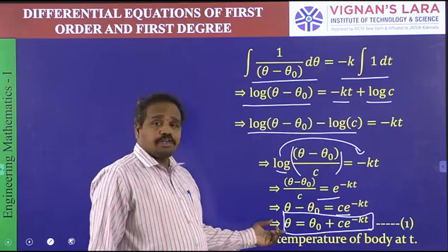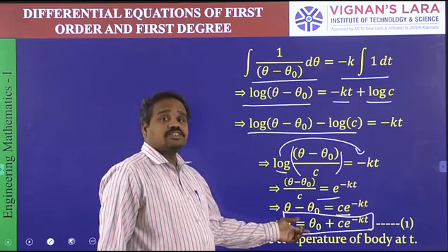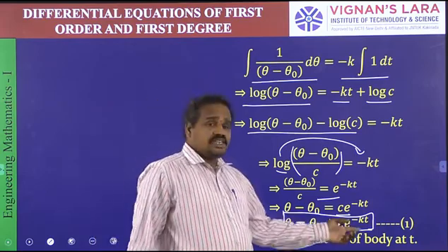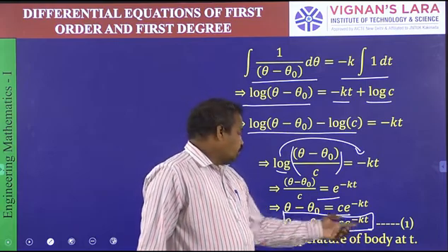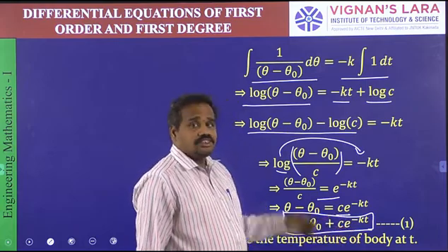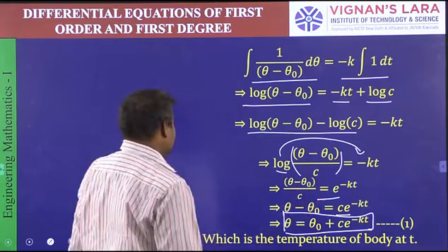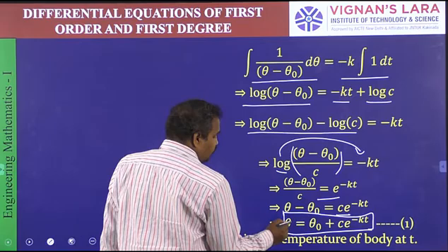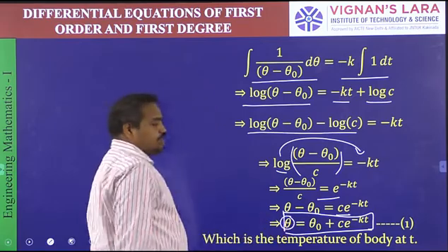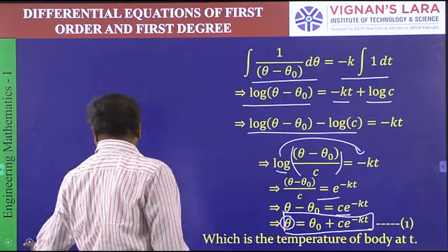Theta is the temperature of the object. Theta naught is the surrounding media temperature. t is with respect to time. At time t, the temperature of the object is theta. So this is the formula for Newton's law of cooling. By using this formula, we evaluate the temperature of the body at any time t.